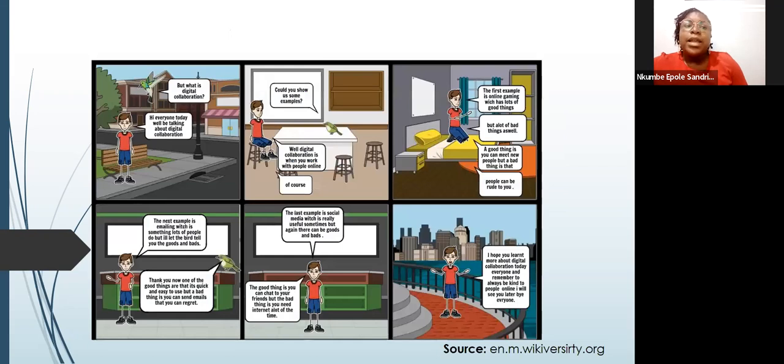Below is an example of an animated storyboard where a young boy has a conversation concerning digital use. Interestingly, he's speaking with a bird, and we have pop-up dialogues at each of the different stages until the end, just like a movie.